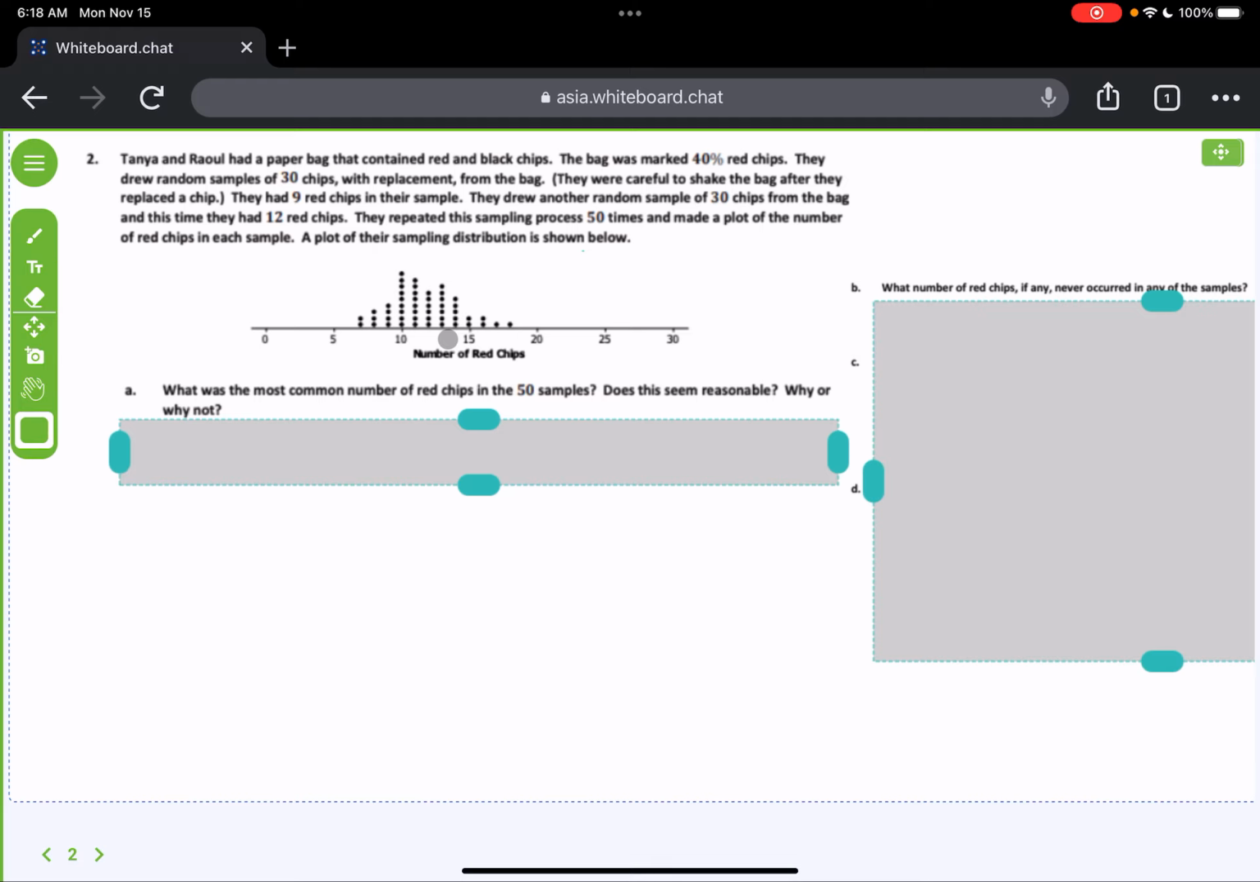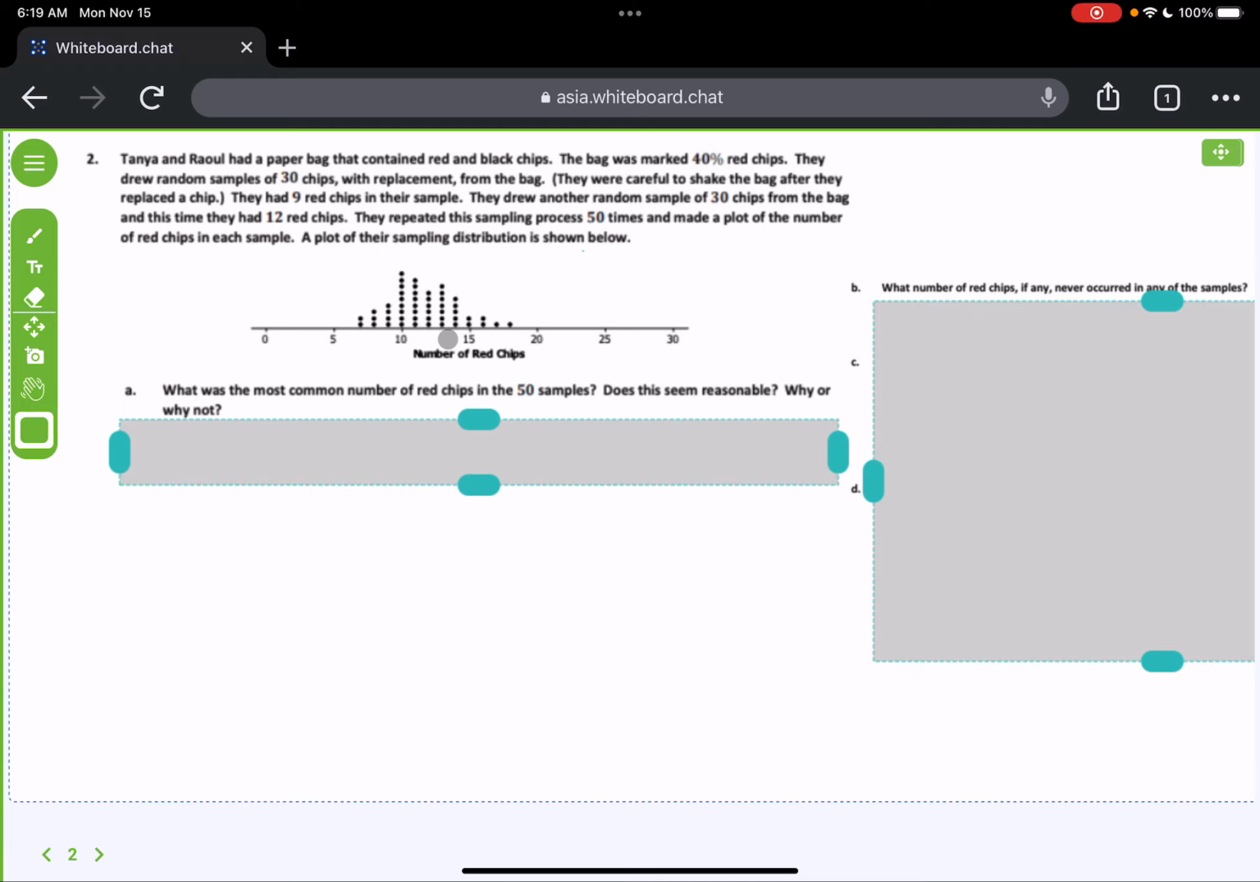Let's look. Tanya and Raul had a paper bag that contained red and black chips. The bag was marked 40% red chips. They drew random samples of 30 chips with replacement from the bag. So took one out, put it right back in. They were careful to shake the bag after they replaced a chip. They had 9 red chips in their sample. They drew another random sample of 30 chips from the bag, and this time they had 12 red chips.